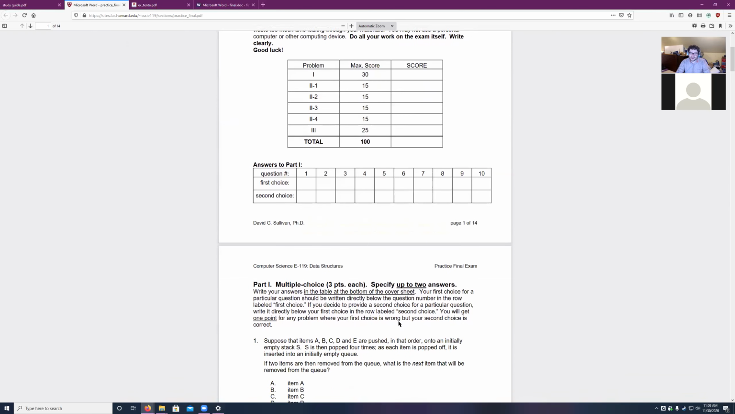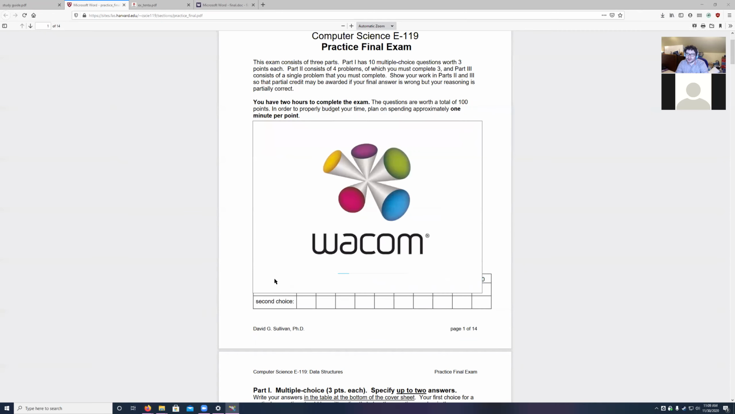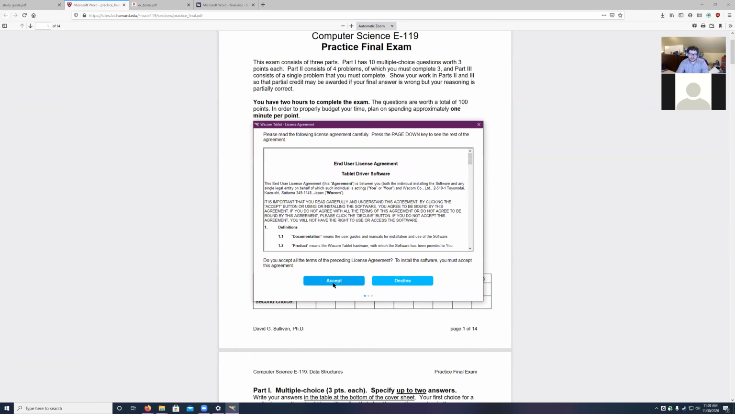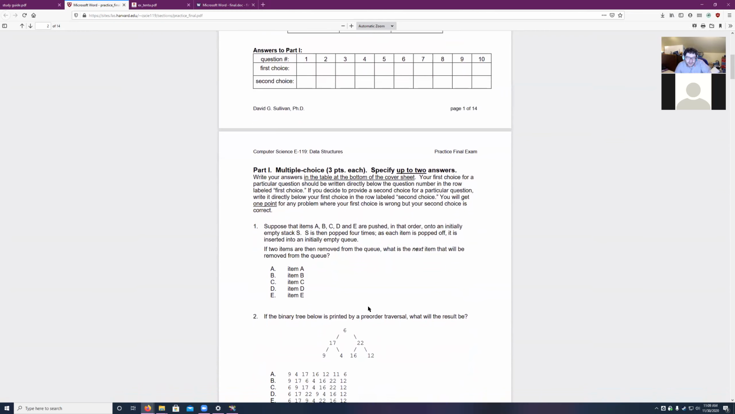All right. So anyway, this is a bunch of data structures questions. It is really a pretty thorough exam. Okay, let me just download my drivers for this and I'll continue. Sorry, thought I had it set up, but it did some more upgrades during the break. Accept, installing. All right, so let's look at the first question.